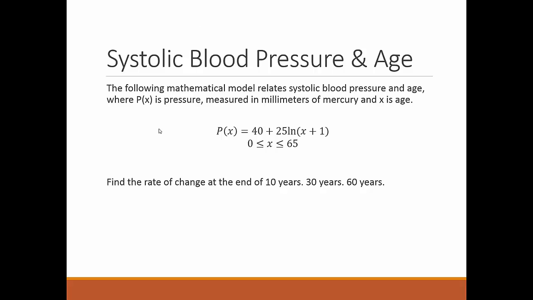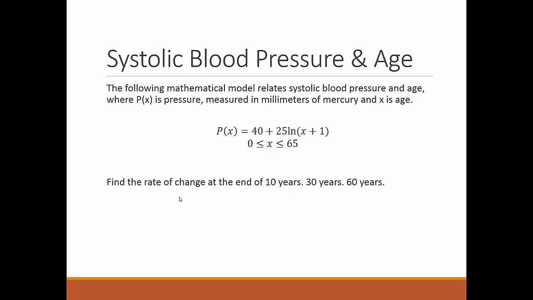Let's look at another example of this: systolic blood pressure and age. So this P of X is my function. This is my model that relates systolic blood pressure and age, where this is the pressure measured in millimeters of mercury, and X, so it's a function of the age. And this function is only from 0 to 65 years old.